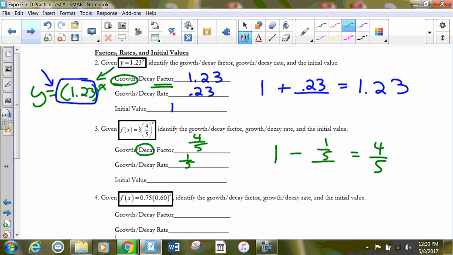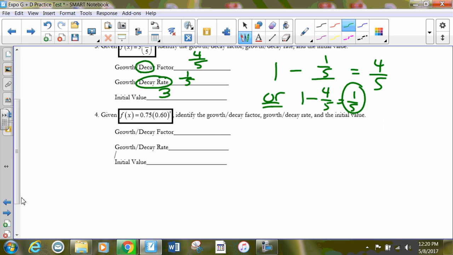Another way to get the decay rate is to just take 1 minus the decay factor. That will give you the decay rate. So whichever way you do it, you could do it this way with the blank, or for decay, you can say 1 minus the factor, and that will give you the rate. Okay, let's move on. Oh, initial value. Our initial value is the initial number that we see right after the equal sign, and that is 3.